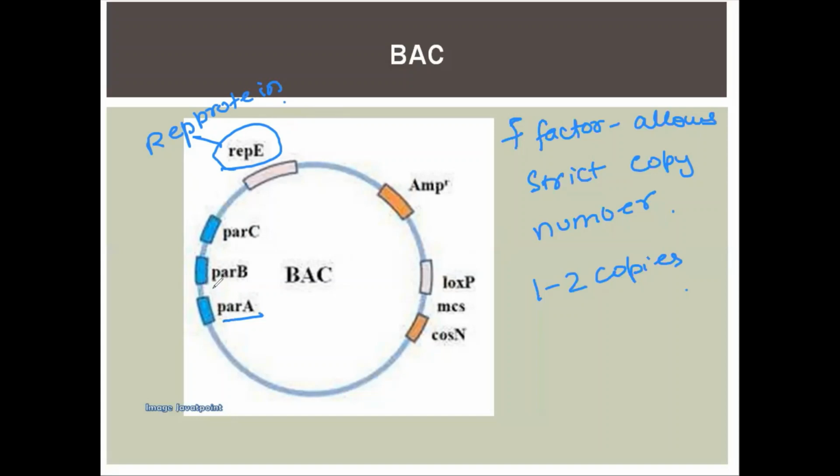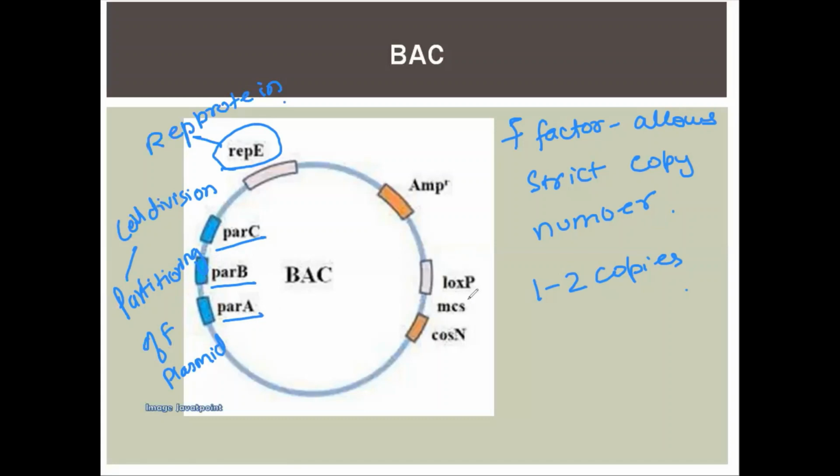Then you have parA, parB, parC. These are involved in partitioning of the F plasmid. They are involved in partition of the F plasmid. Now, when does this partition occur? This partition occurs during cell division, because the cell is going to divide into two cells. That is where it is being used.